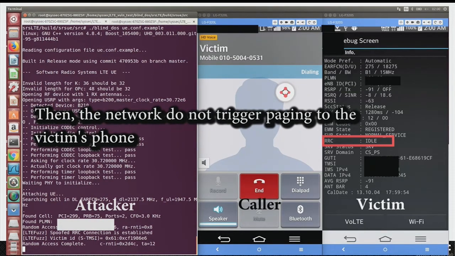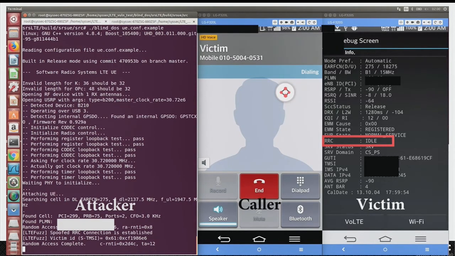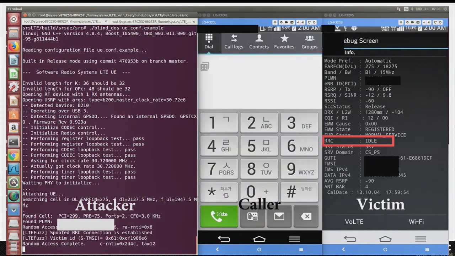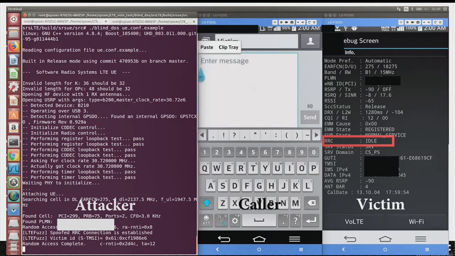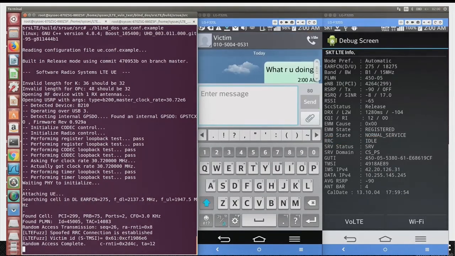However, the real state of the victim UE is idle, so the victim UE cannot receive the victim friend's call. And also, it cannot receive SMS messages. In the case of SMS messages, after finishing the attack, about 30 minutes or 1 hour later, it is retransmitted to the victim UE.